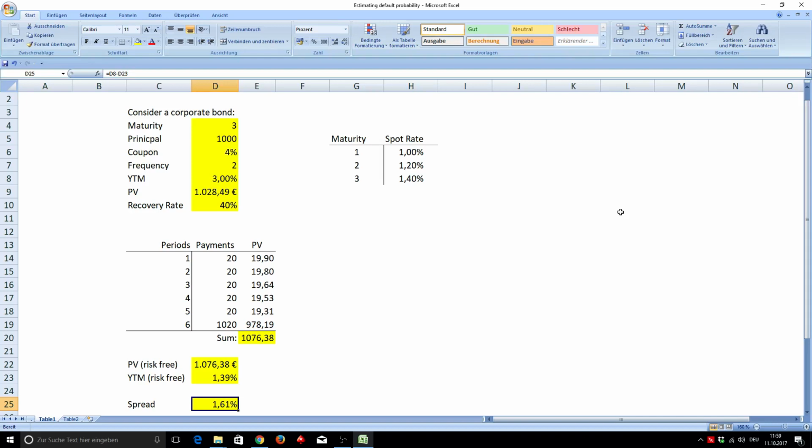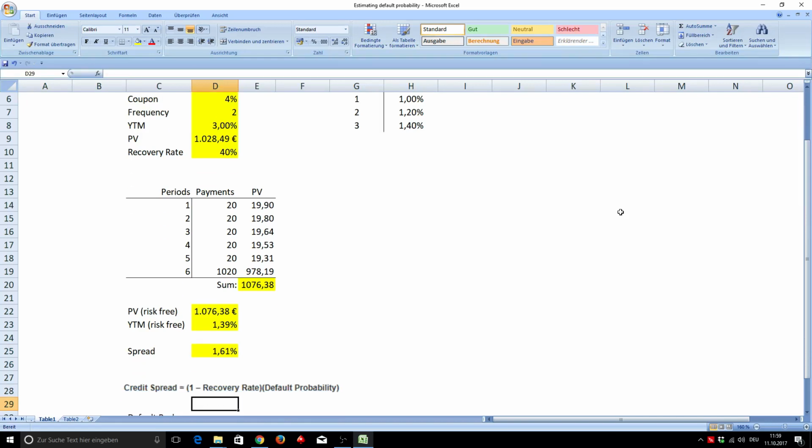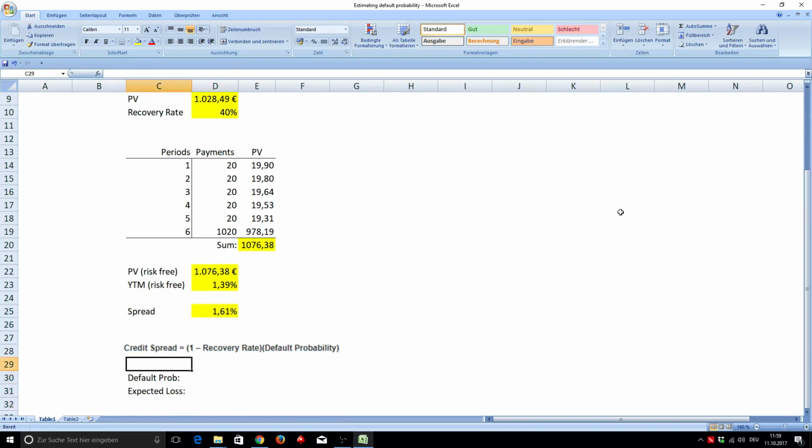So we're going to come up with our first rough estimate right now using this particular formula over here. This formula is very easy and it's quite intuitive as well. It says that the credit spread consists of the recovery rate and the default probability. So we can rearrange this equation since we know our recovery rate and we know the credit spread. We take the spread and divide it by 1 minus the recovery rate, and we get a default probability of 2.68%. As I've said before, this is only a rough estimate.